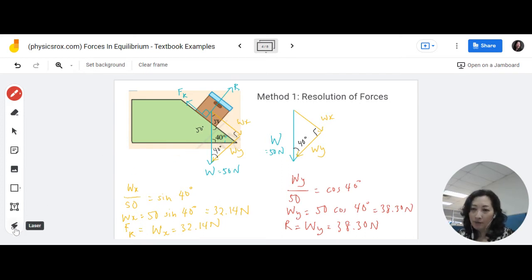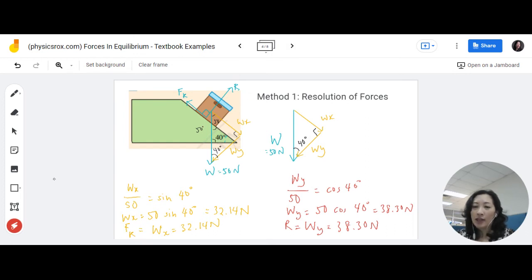Now, I have been asked before, is it possible that we maintain W as the vertical line down and we resolve FR and R into the horizontal and vertical components respectively? It's possible, yes, but in this case, I'm opting to use this method because we have learned this method in topic 1.2. So since we've already learned it before, let's just use what we have learned.